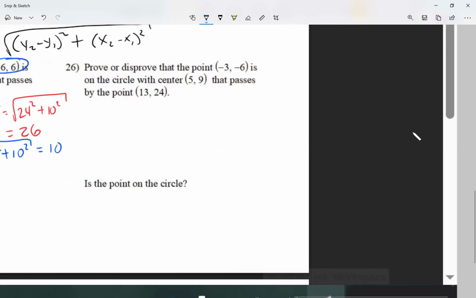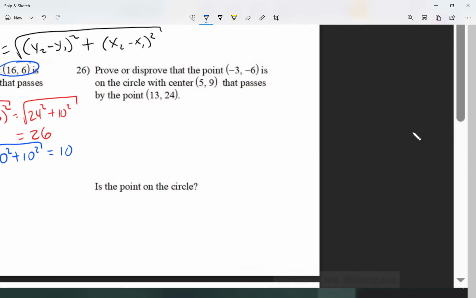Okay, let's do this other question here. Prove or disprove that the point (-3, -6) is on the circle with the center (5, 9) that passes through the point (13, 24). So let me find out the length of the radius. I'm going to use the center and the point that is on the circle, so I'm going to find the distance between those two points: (5, 9) and (13, 24).